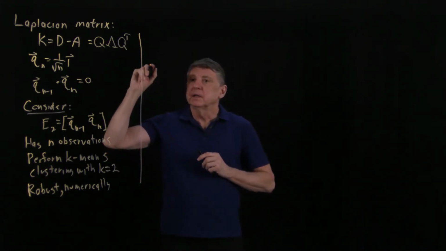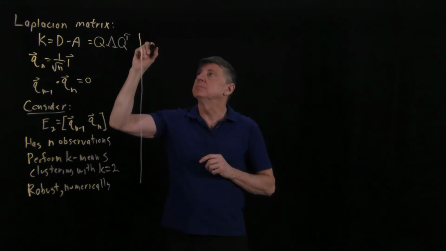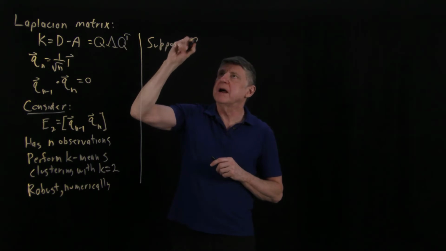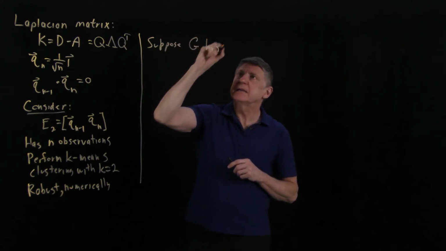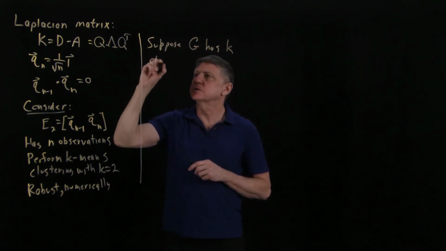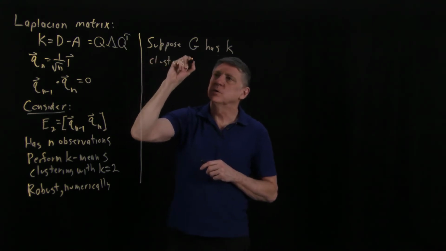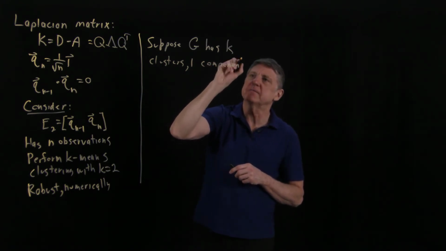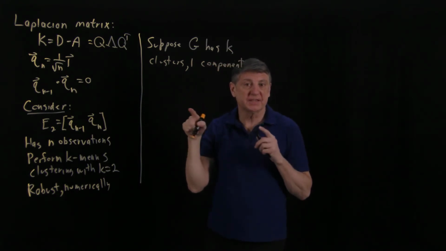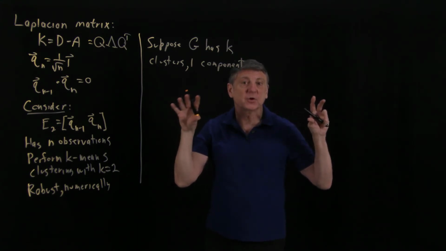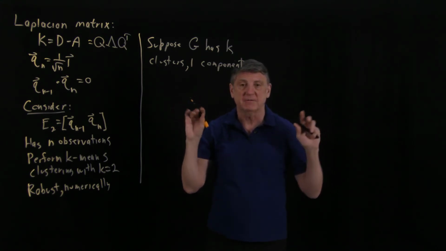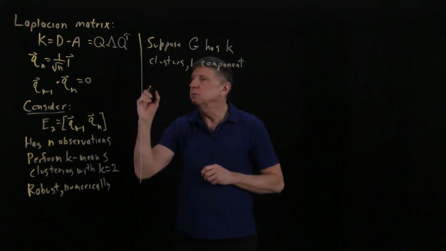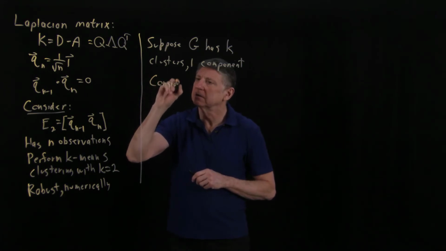So now, we'll suppose that our graph G has k clusters, and we'll be specific, and one component. A component in terms of a graph is how many things are connected together. So it's not like there are two or more little islands in the graph. They're all somehow interconnected.